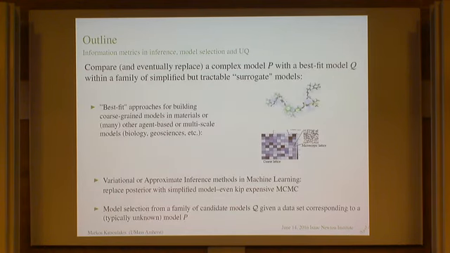Another aspect of the same thing, but a little bit more concrete, has to do with the concept of surrogate models that people are looking at a lot in engineering and applied sciences. So basically, you have a complex stochastic model P, with maybe a highly complex probability distribution, and then you try to find the best fit model Q from some much simplified family. A typical example of best fit approaches is coarse-graining.